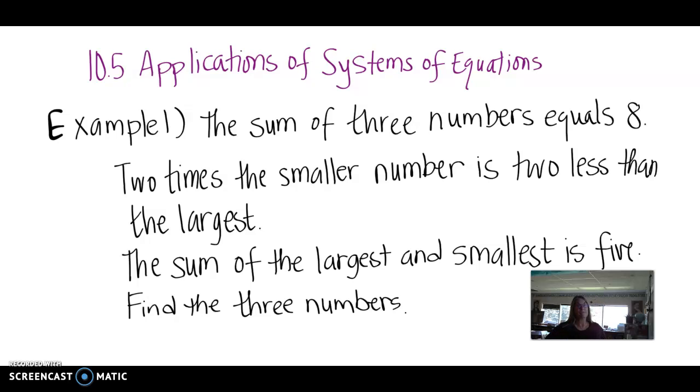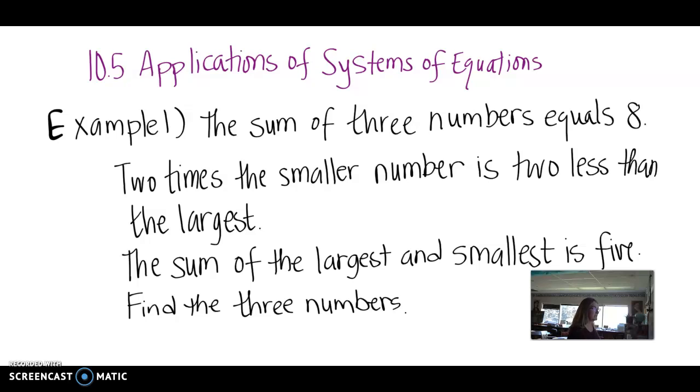Okay, hi everybody. We're going to look at how to set up systems of equations given word problems, and just different applications here. Once we get it set up, you're going to use some of the skills that you learned in 10.1 through 10.4 to solve the system. So here's the first example. You can pause the video and write it down. You're going to have some problems like this in your homework.